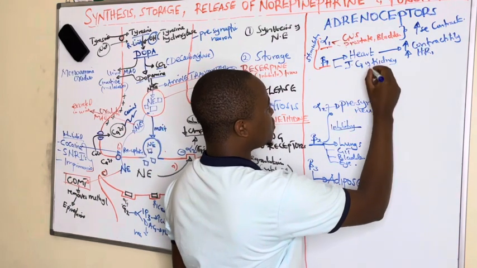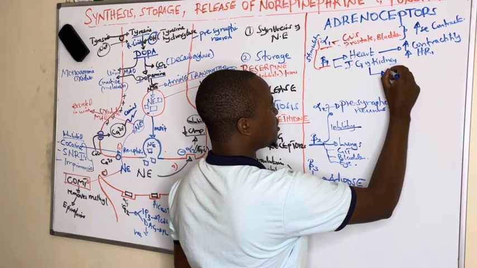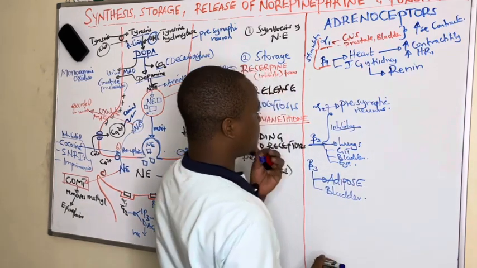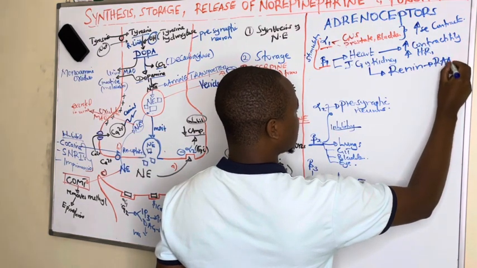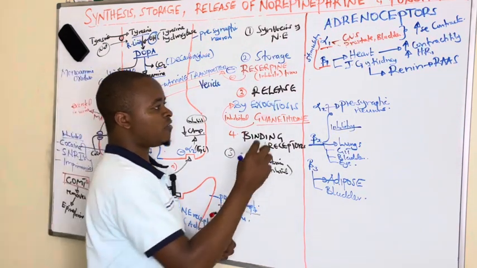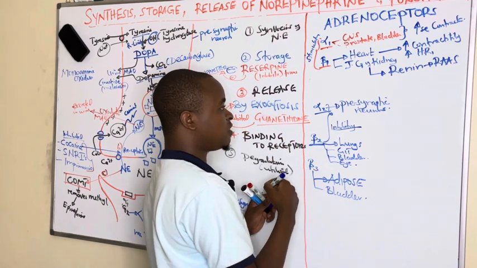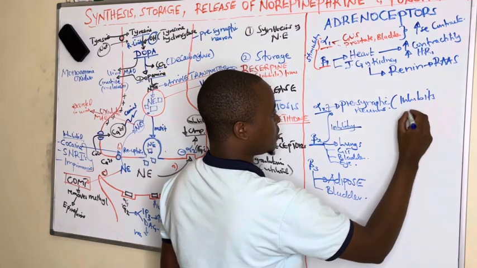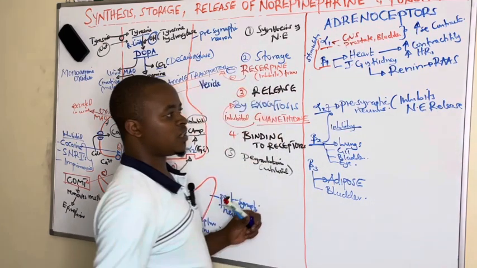And whenever it goes to the juxtaglomerular apparatus of the kidney, it causes release of renin. This renin is responsible for triggering RAS, which is the renin angiotensin aldosterone system. Then when epinephrine binds on alpha 2 receptors, this inhibits norepinephrine release, and sometimes even acetylcholine.